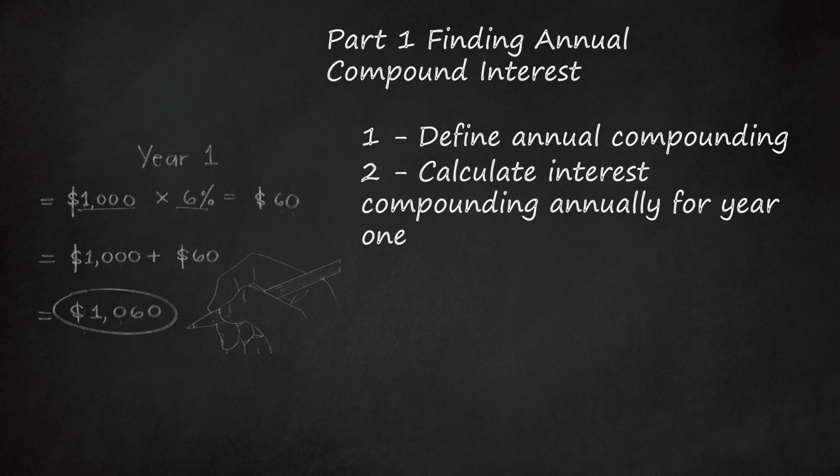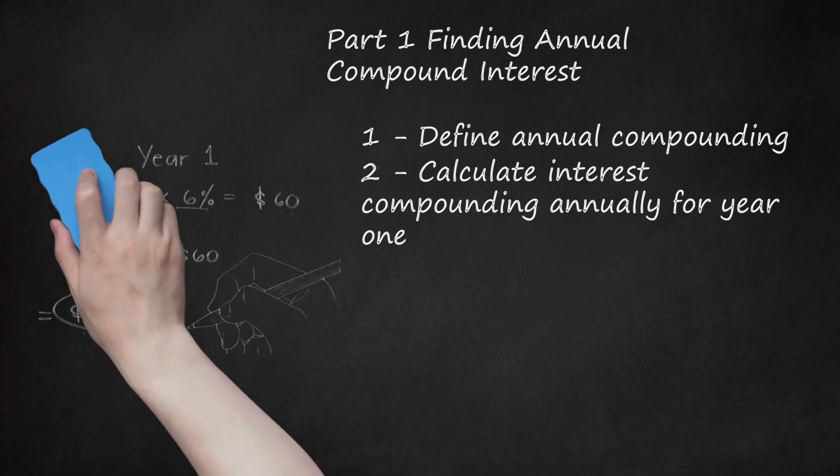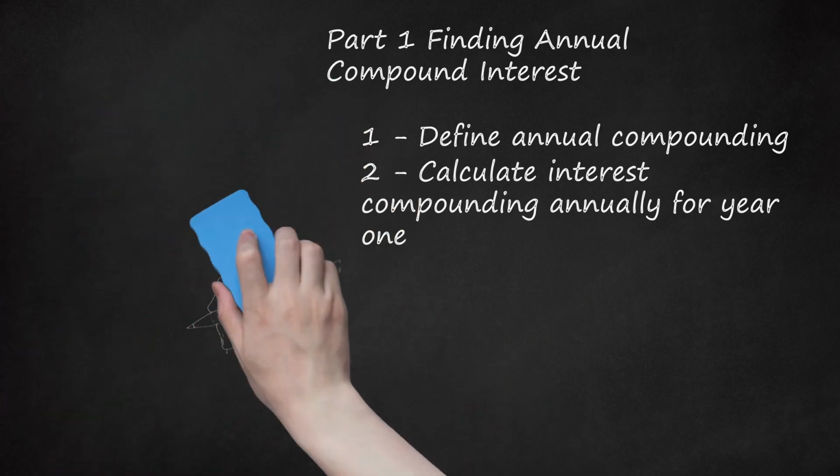To calculate interest for year 2, you need to add the original principal amount to all interest earned to date. In this case, the principal for year 2 would be $1,000 plus $60 equals $1,060. The value of the bond is now $1,060, and the interest payment will be calculated from this value.